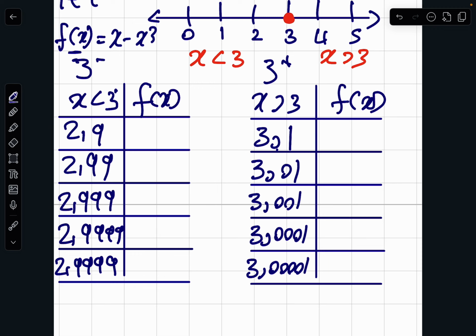You are going to pick a calculator and substitute 2.1, then 2.99, and so on, to find your answer. Meaning you are going to have 2.9 minus 2.9 all cubed. Then you get your answer, which is negative 21.489. Therefore, you substitute 2.99.